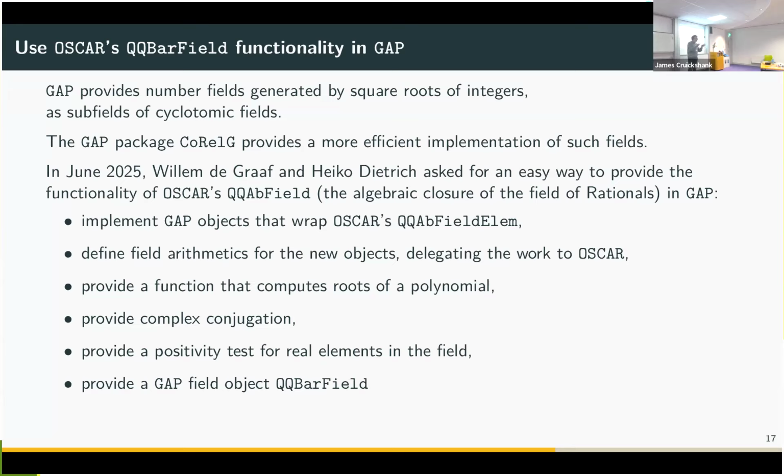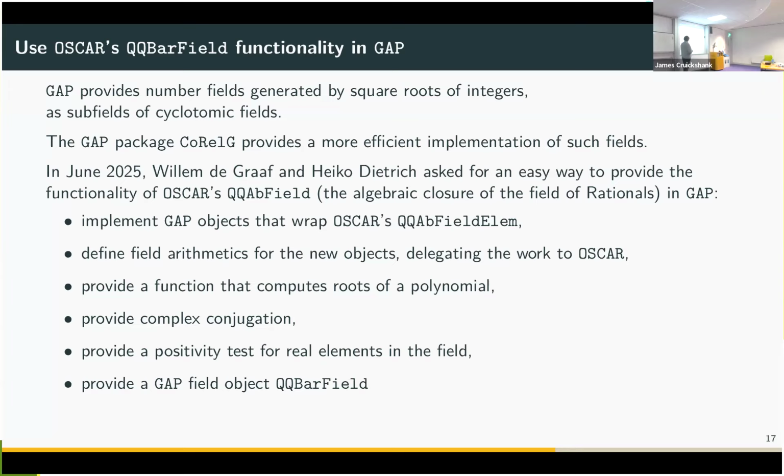So, some wrappers for these OSCAR objects, as we have seen in this talk. We have to provide arithmetic operations for these new objects, essentially delegating to OSCAR. So the sum of two of these wrapped objects is just given by the GAP object defined by the sum of these underlying OSCAR objects, and so on. Difference, product, quotient also.